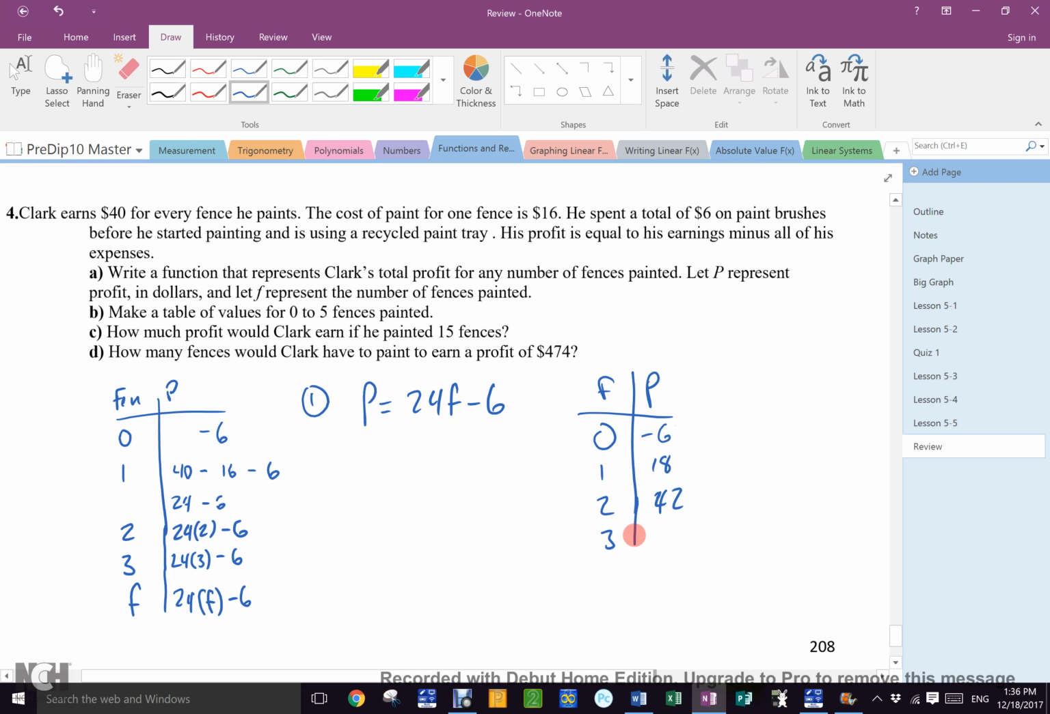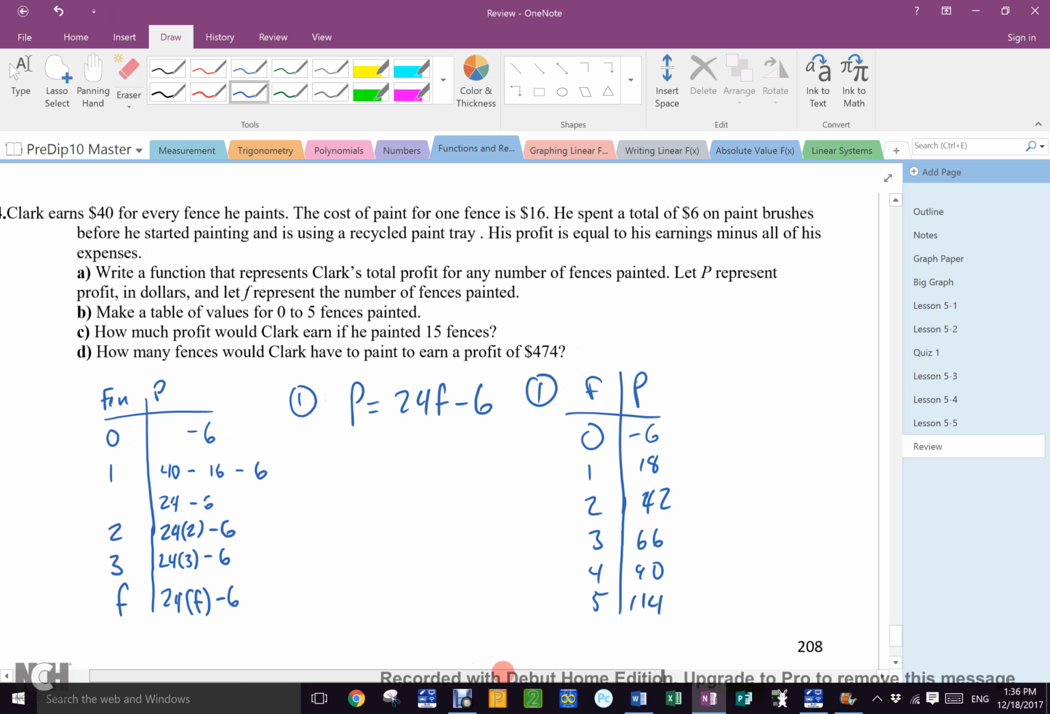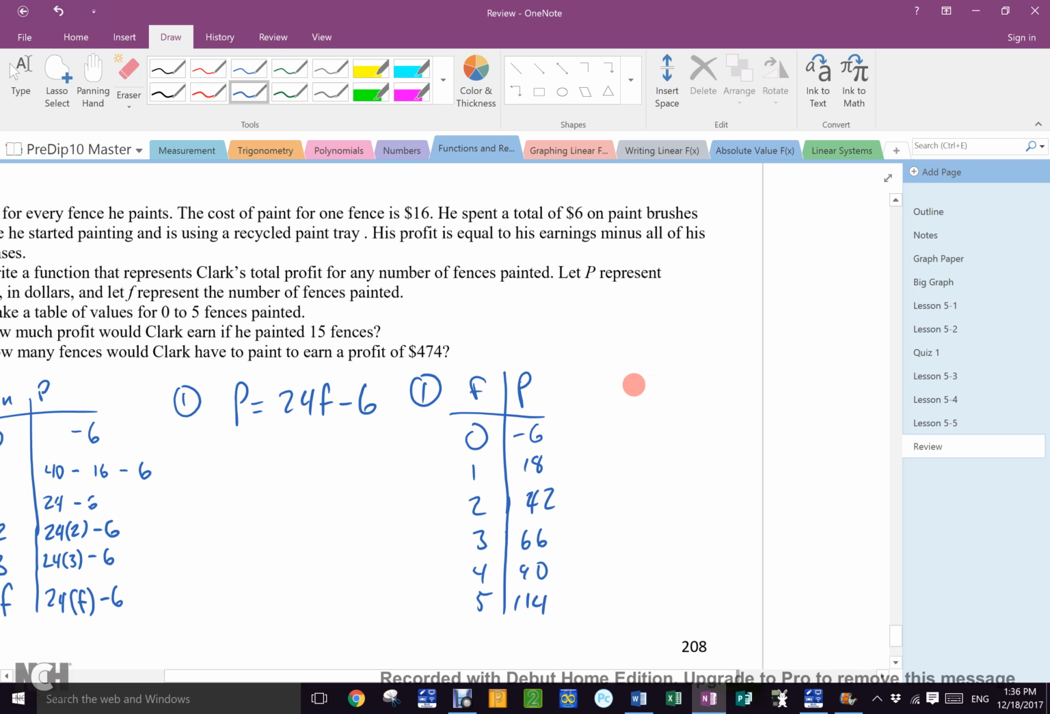3. Now you've got the pattern, right? I'm going up by 24 each time. So this one's going to be 66. This one's going to be 90. And this one's going to be 114. Yep. That gets you one mark. How much profit if he paints 15? So that's 24 times 15 minus 6. 354 for 1 point.